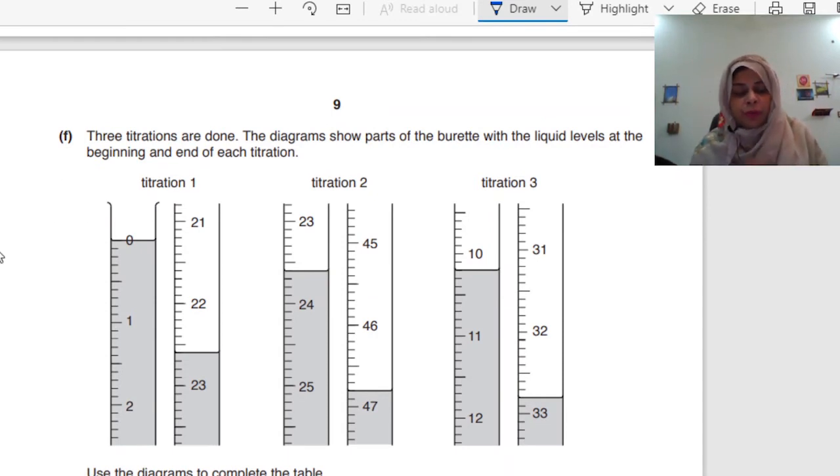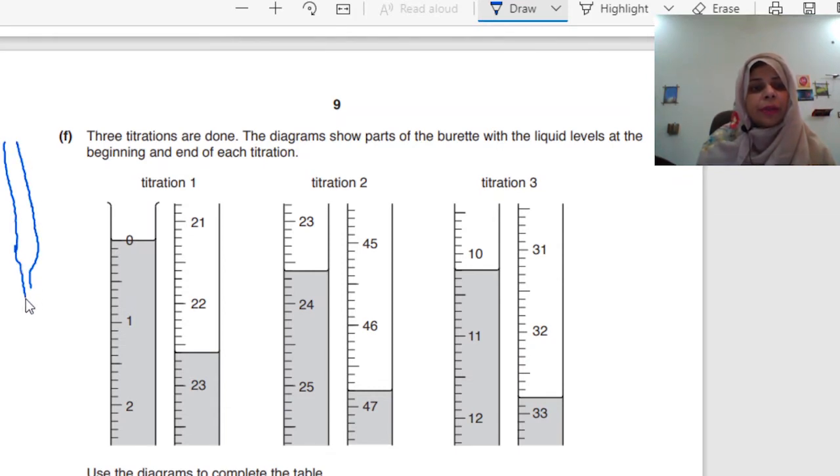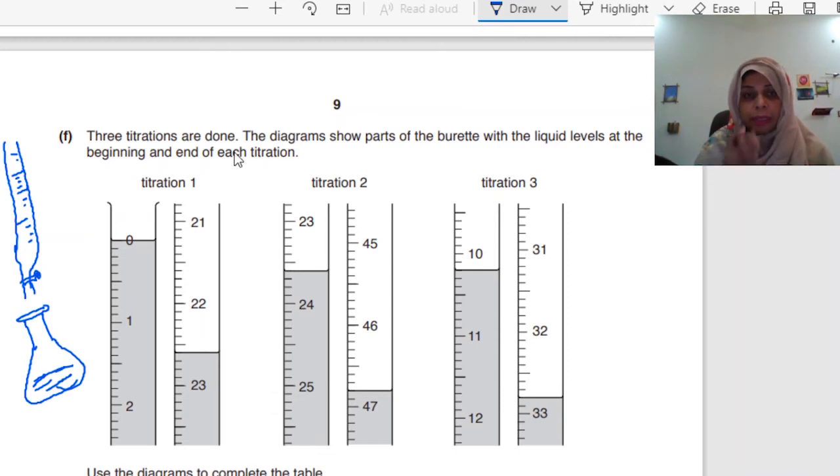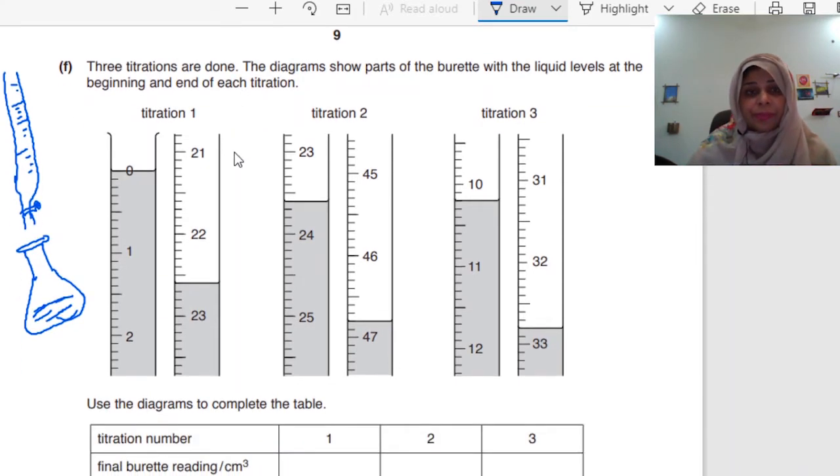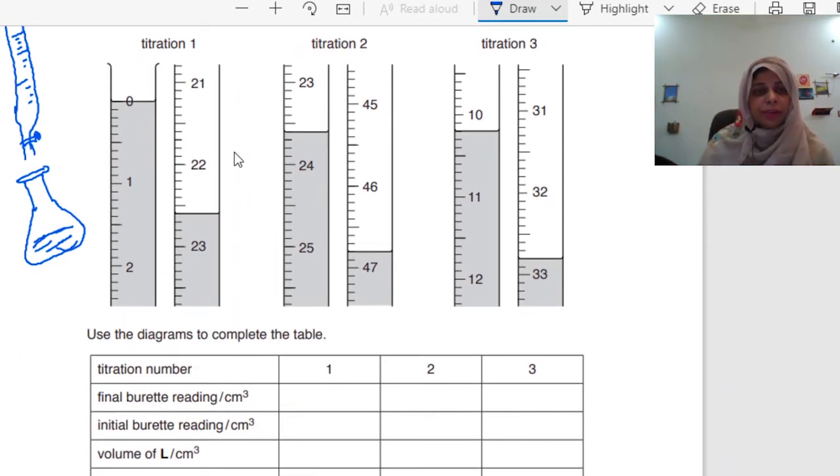So in the next procedure, the titration will take place dropwise. The titration will be done 3 times, and we will add dropwise from the burette. Solution L is here in the burette, and solution G is in the conical flask or titration flask. When solution is added dropwise, we start the titration. The titrations are done. The diagram shows parts of the burette with the liquid levels at the beginning and end. So this is the first titration, second titration and third titration.